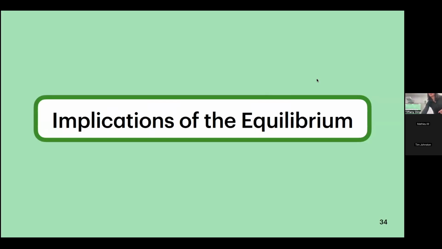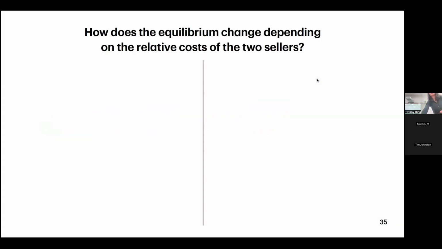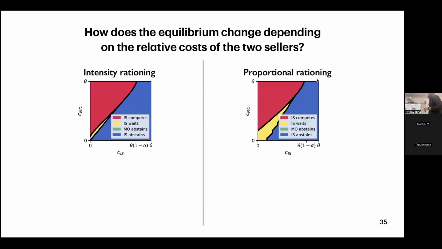Okay, so now I'll talk about some implications. One question we may have is, how does the equilibrium change depending on the relative costs of the 2 sellers? So here is a plot that illustrates that. On the x-axis is the cost per unit for an independent seller of acquiring the good. And then on the y-axis is the cost for the marketplace operator.